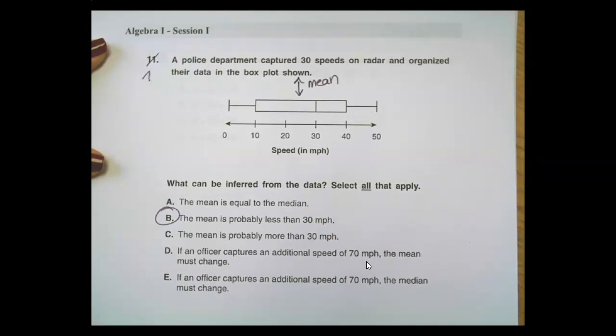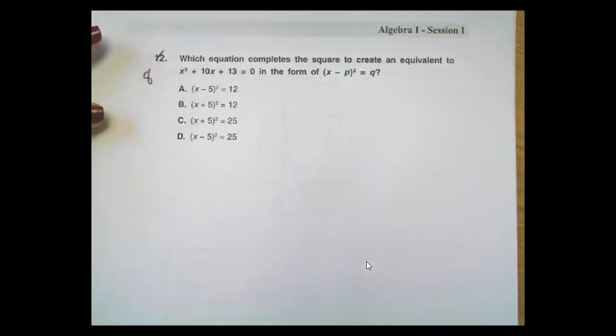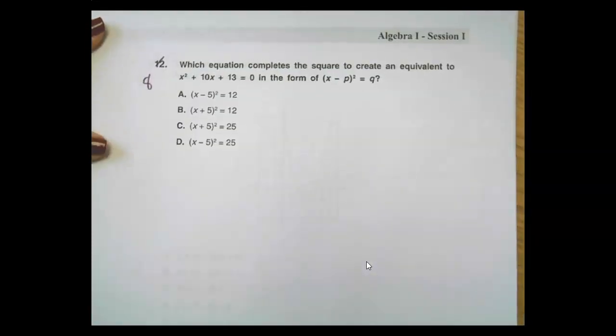No. If an officer captures an additional 70 miles per hour, does the mean change or does the median change? Well, the mean changes. Anytime you have an outlier, the mean changes. This one here.